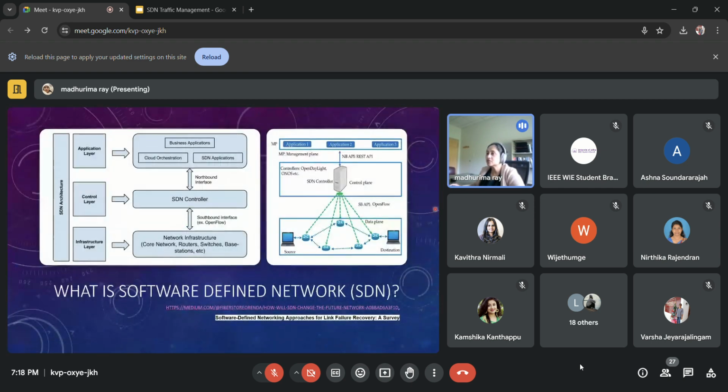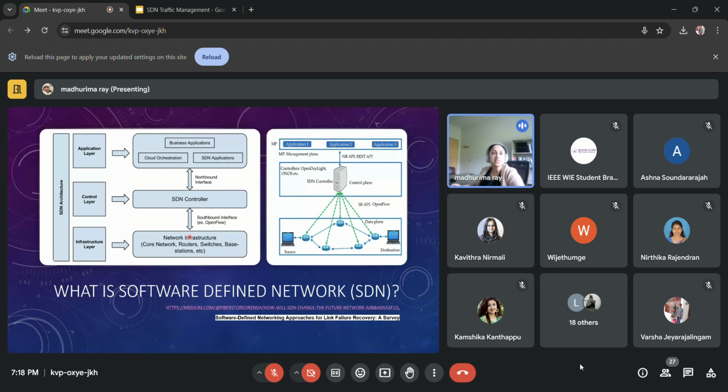We divide the software-defined network into three layers. We call the first the infrastructure layer, which is where the forwarding elements stay, like the routers, switches, and everything. There is the control layer, which is responsible for programming those forwarding devices. And then there is an application layer, which is the one that uses this SDN network.